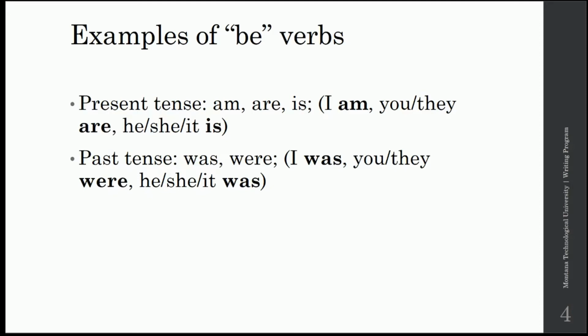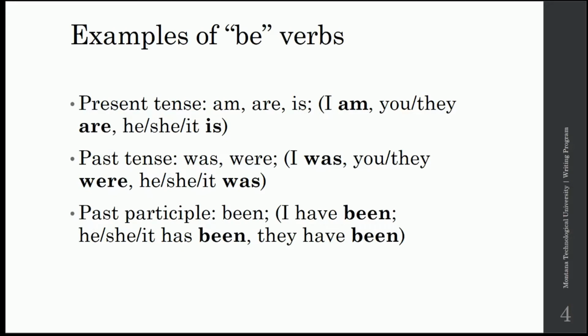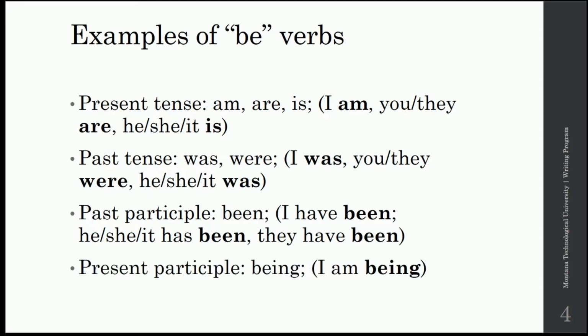I was for the singular, you or they were for the plural, back to the singular for he, she, and it. Well, we have our past participles. Been, I have been. He, she, or it has been, and they have been. You notice we don't say I has been. And the present participle, being. You am, I am being, and you am being. You are being, if we were going to say that way.